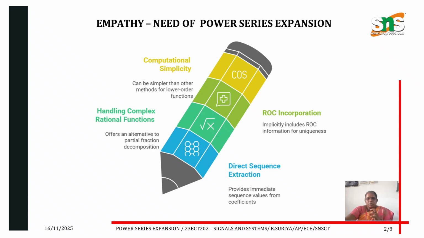Next one is, in some cases, power series expansion can be computationally simpler than other methods, particularly for lower order rational functions. It avoids the need to find poles and residues, which can be a complex operation.